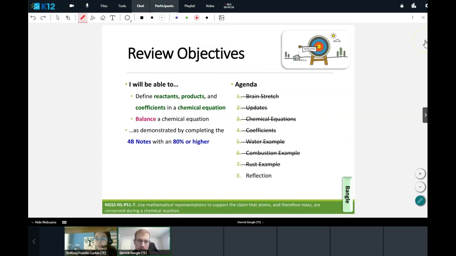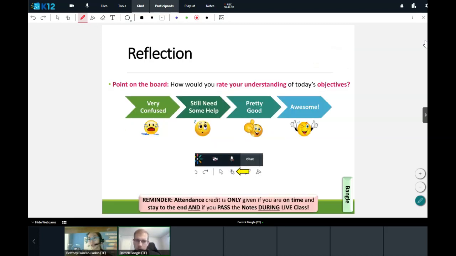So great job today, guys. We learned all about how reactions work with reactants and products in the chemical equation, and we learned how to balance and use coefficients. So go ahead, tell us how you feel about today's lesson using your color pointers. Keep in mind that there is still optional tutoring available all this week. Anyone want to share it?